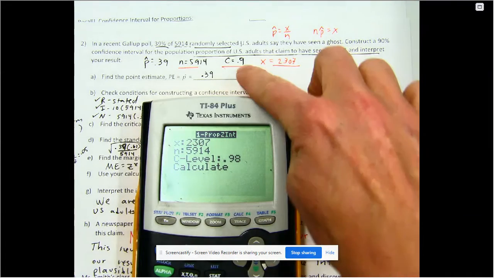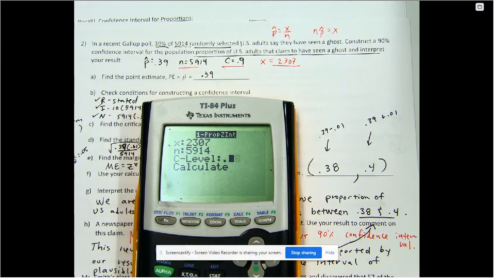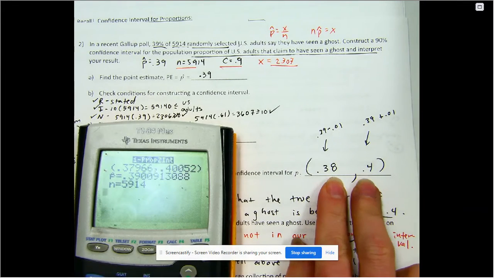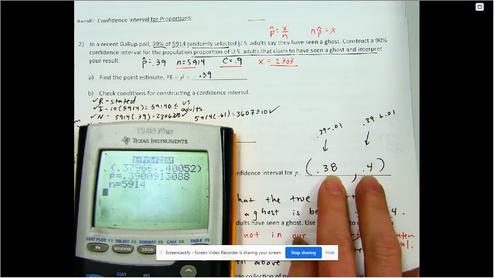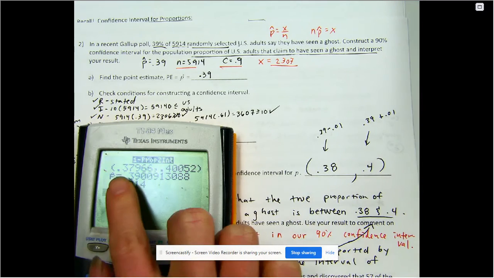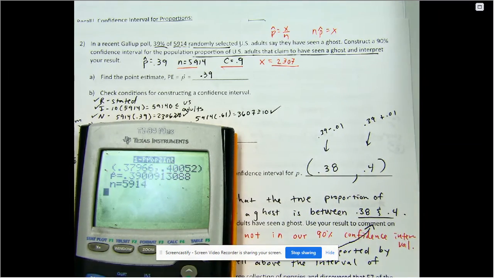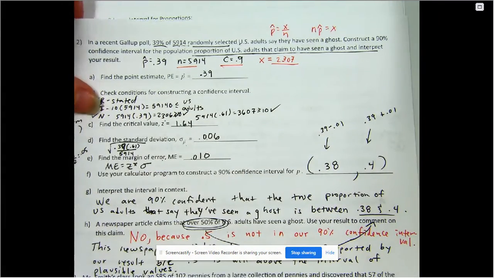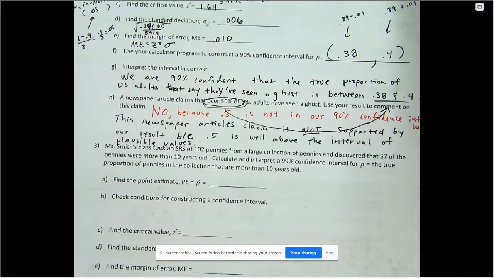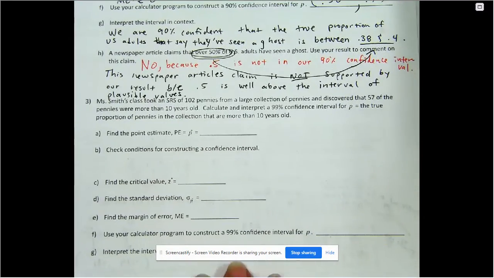And we want to make sure that we change our confidence level to 0.9. There we go. Again, really very close. So ours is a rounded value, but notice 0.379, so that rounds to 0.38, and our 0.4. We're going to do the next problem, but let's not round this time. This time, let's not do it by hand. We're just going to use our calculator.